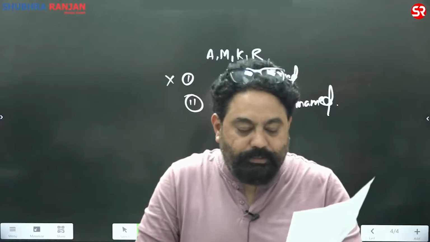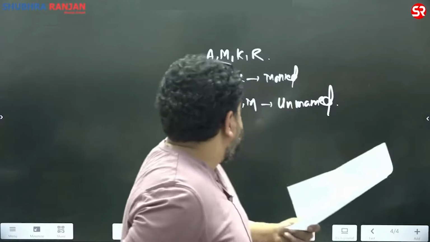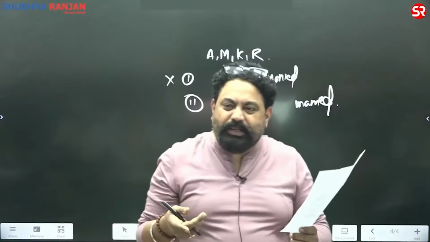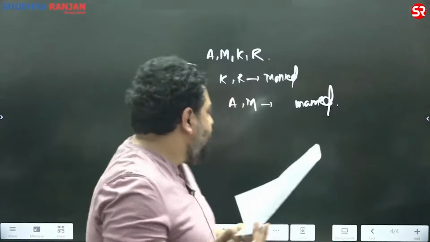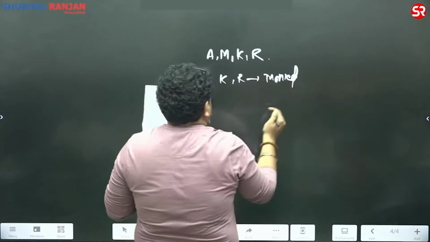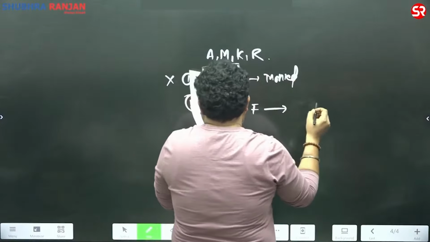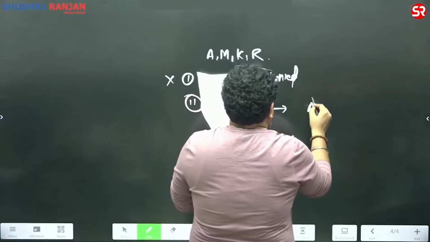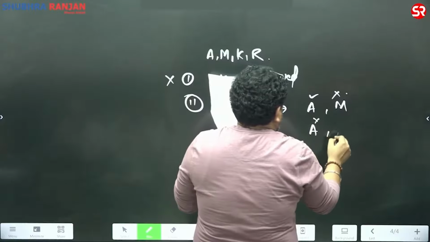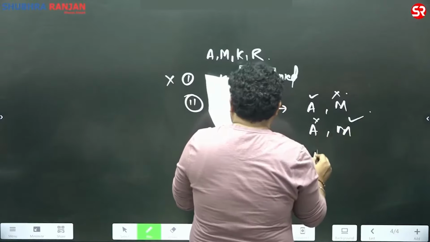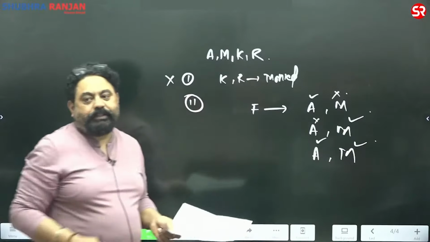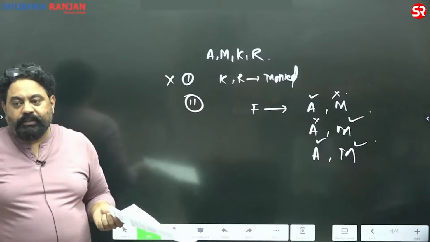True would be both are married? Sorry, no. Look, the false statement is "at least one of them is married", meaning Anil is married and maybe Milind is not, or Anil is not married and Milind is married, or both Anil and Milind are married. This is the meaning, but this is false. So what is the true statement?